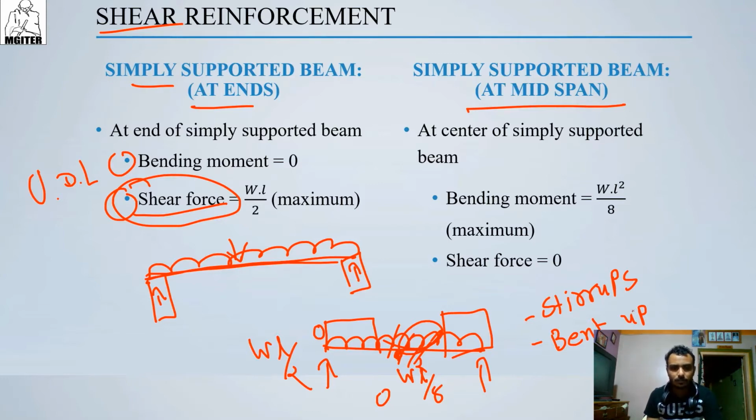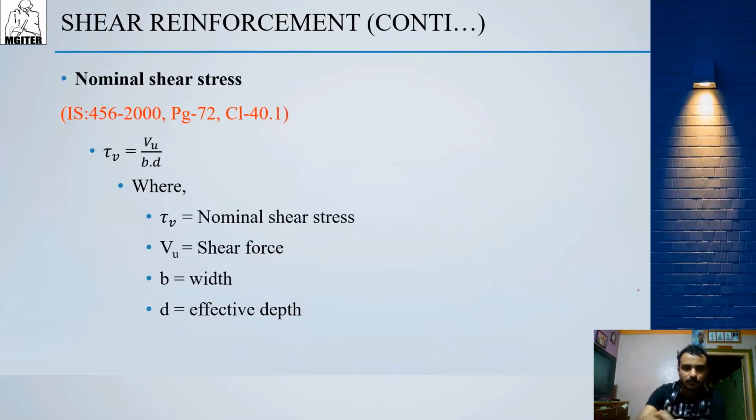So let's start. Here is the shear reinforcement nominal shear stress. Nominal shear stress tau V is equal to Vu upon Bd. You can find it easily by this equation. Vu is the shear force, B and D are the width and effective depth. Tau V is the nominal shear stress generated in the beam.